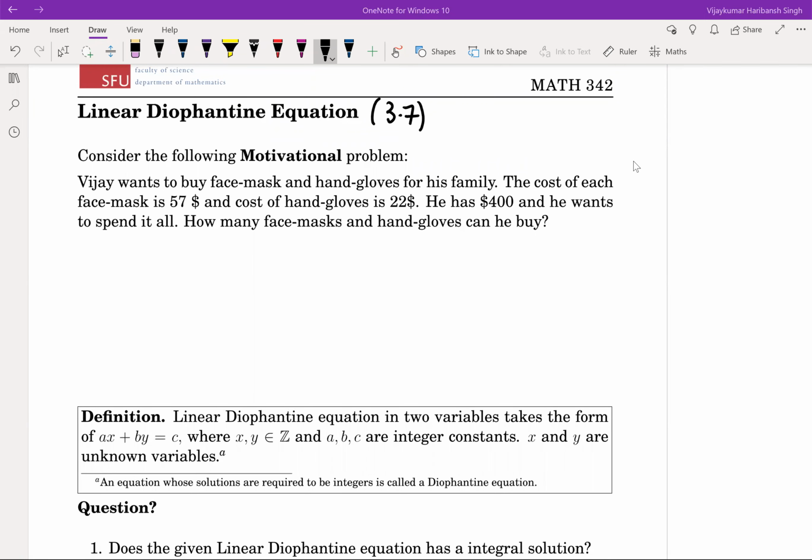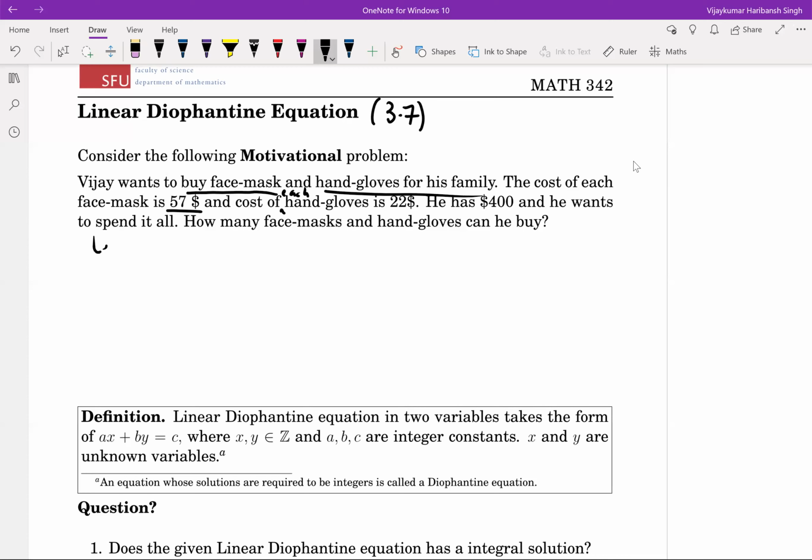Welcome students. Today we want to discuss linear Diophantine equations. So consider the following motivational problem. Vijay wants to buy a face mask and hand gloves for his family. The cost of each face mask is $57 and the cost of each hand glove is $22. He has $400 and he wants to spend it all. How many face masks and hand gloves can he buy?